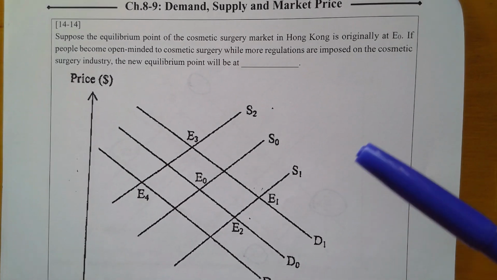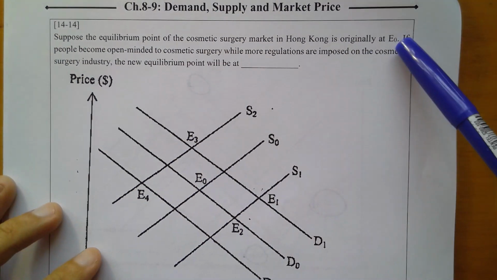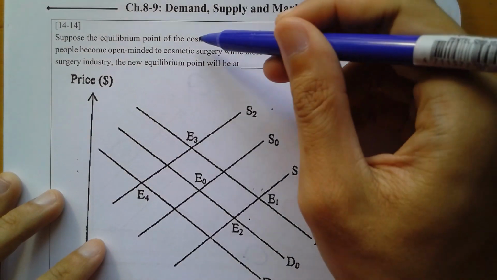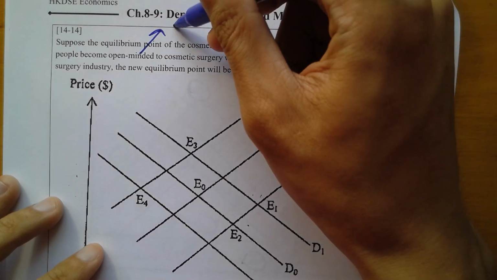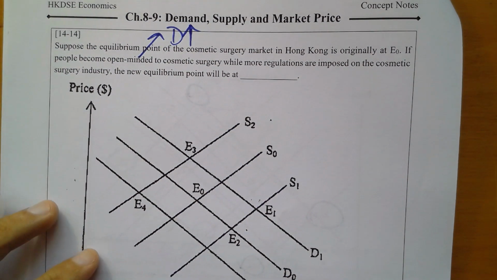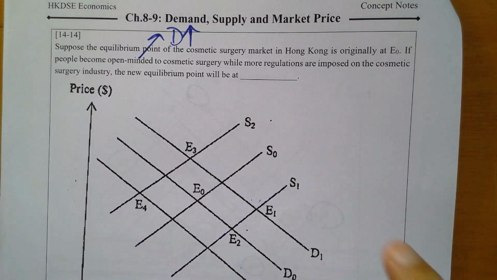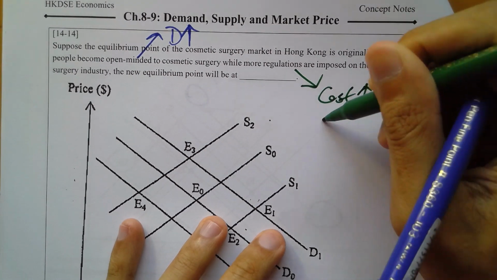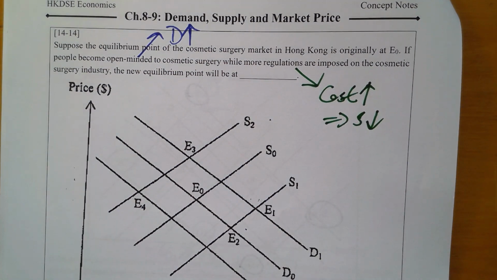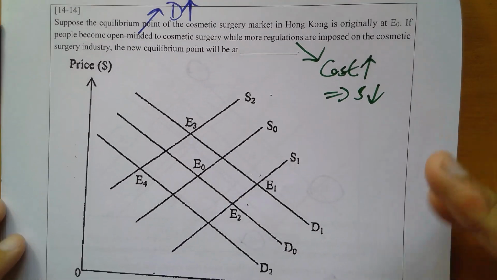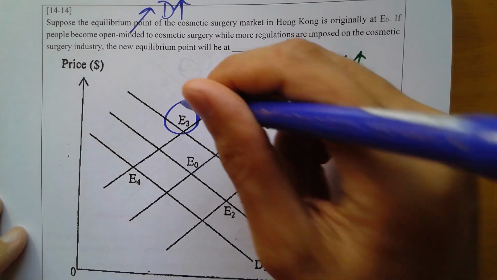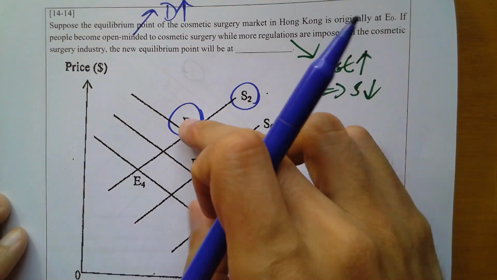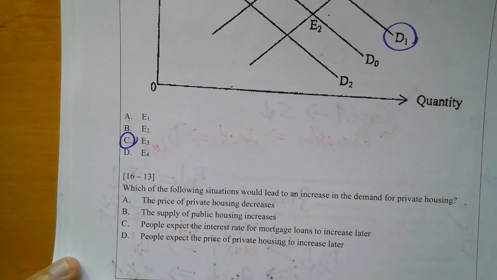Okay, 2014. Now, if people become more open-minded to cosmetic surgery, here, cosmetic surgery market, more open-minded, meaning demand increase. I think everyone has got it, right? More regulations are imposed on cosmetic surgery. More regulations, meaning that the cost would increase. When cost increases, supply would decrease. So we need demand increase, but supply decrease. D1, S2. This is our E3. Right? This is the answer that we want. Okay? So here, E3, C is the answer. Now next one.